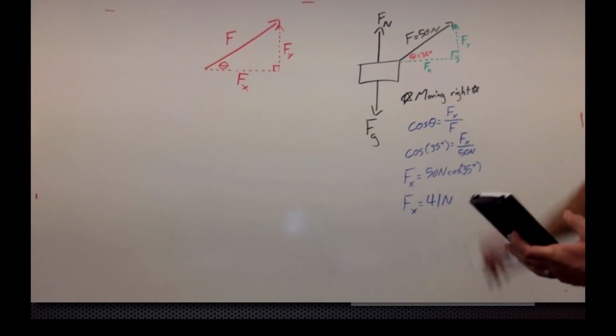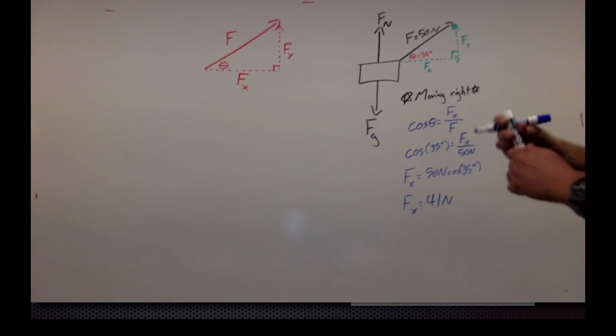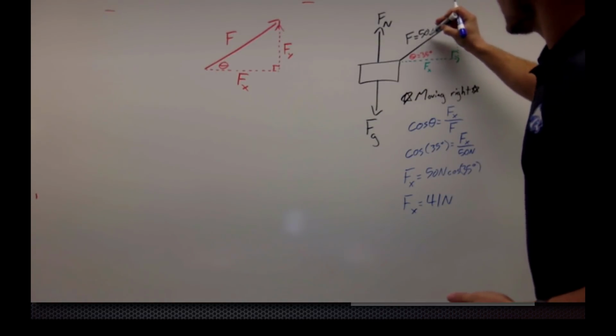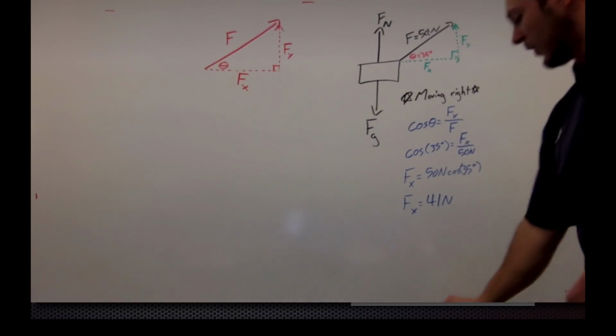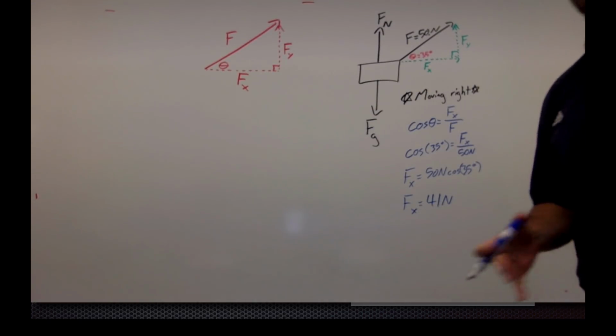For the sake of sig figs, and so you guys don't get me for this one, we're going to call it 2 sig figs apiece. So we're at 41 newtons for a horizontal force.